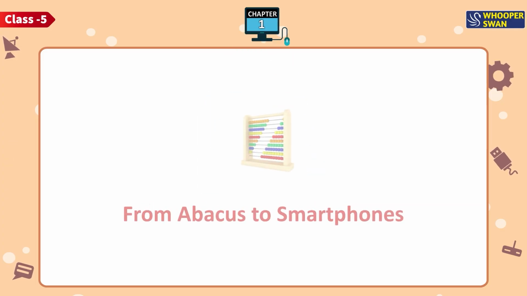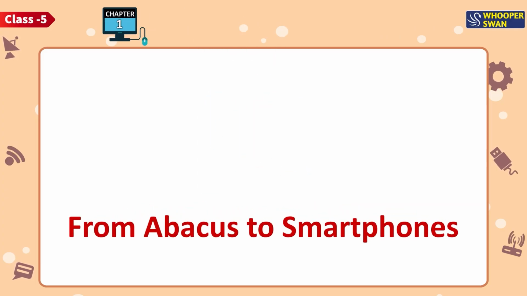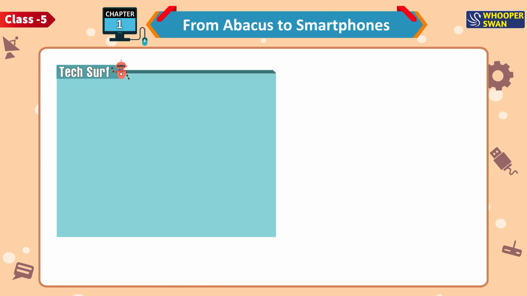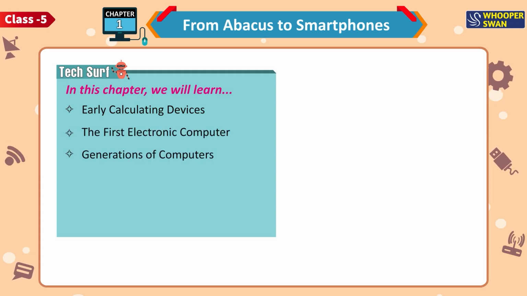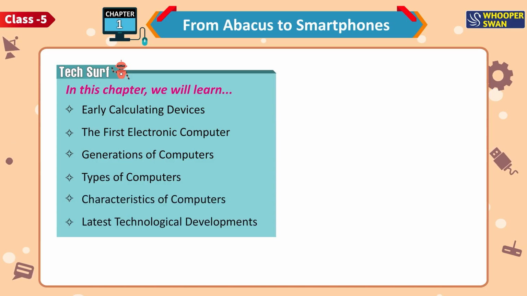Chapter 1. From Abacus to Smartphones. Tech Surf. In this chapter we will learn early calculating devices, the first electronic computer, generations of computers, types of computers, characteristics of computers, latest technological developments.